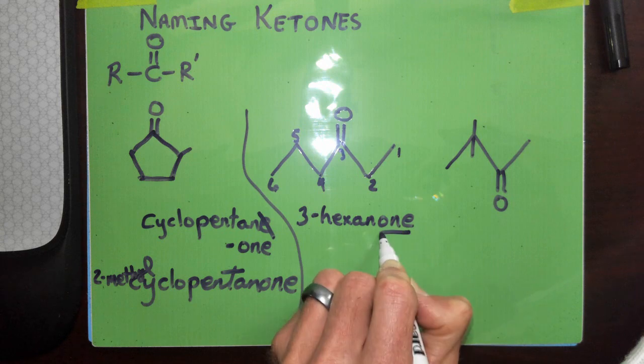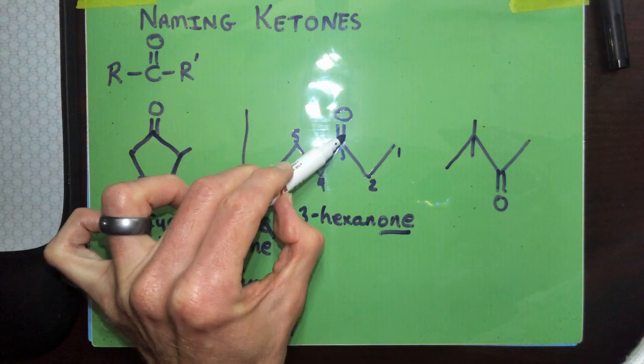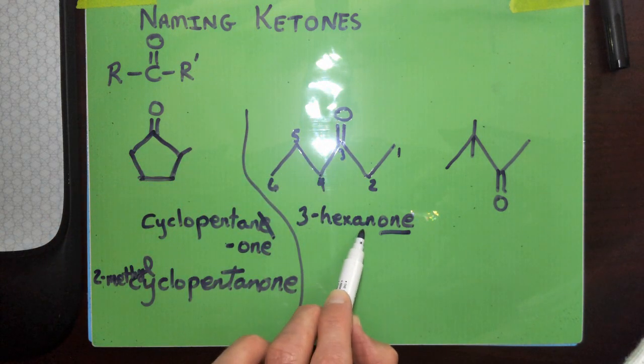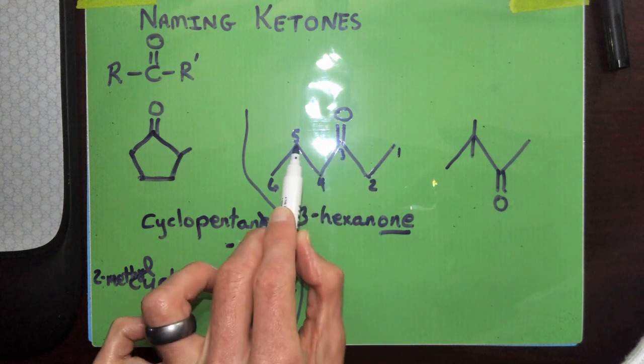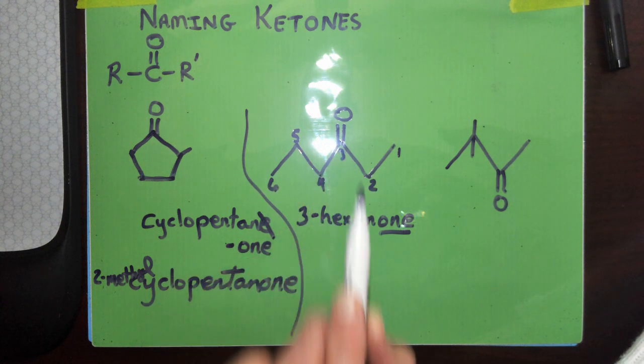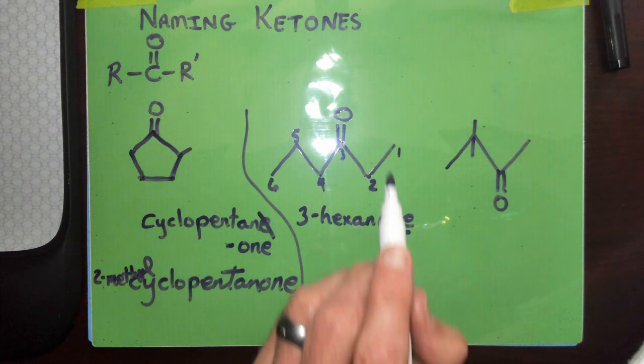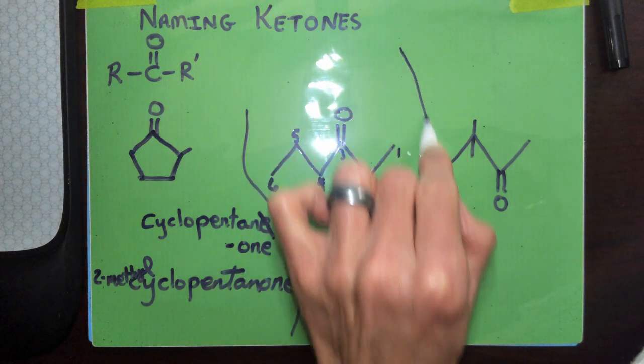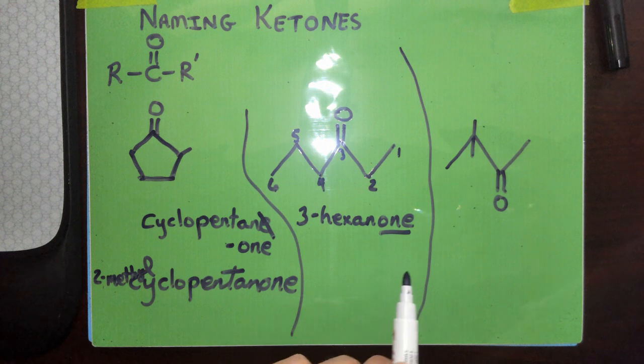Okay, so the O-N-E is representative of the ketone. Hexa is for the 6-carbon chain. 3 is for the position of the double bonded oxygen. Okay, 3-hexanone.